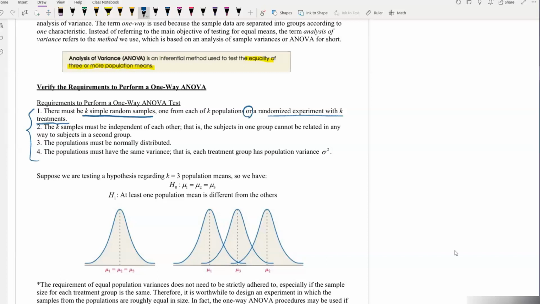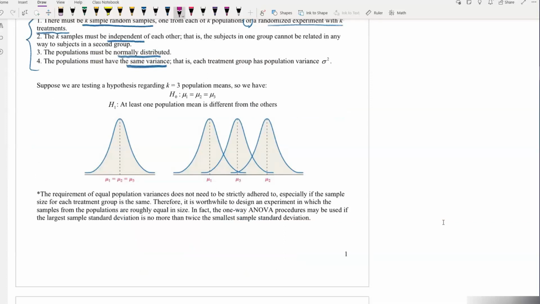Number 2, the k samples must be independent. So again, we should have independent sample values. Number 3, the populations must be normally distributed. Number 4, the populations must have the same variance. This is new in this part.